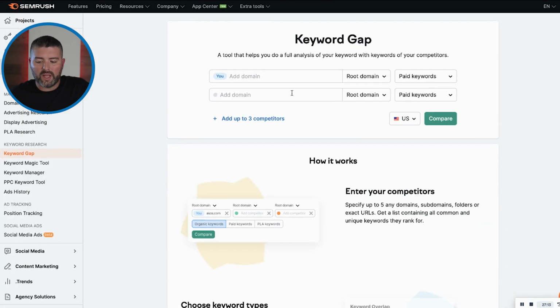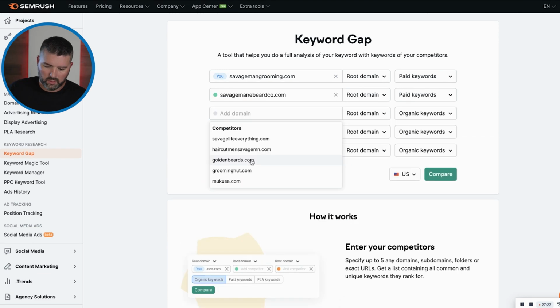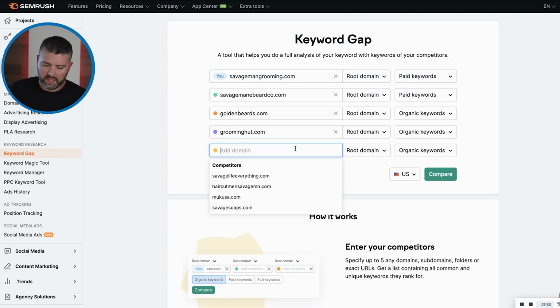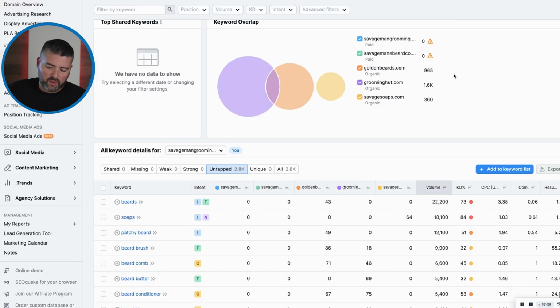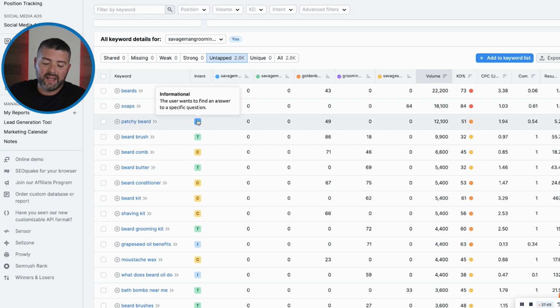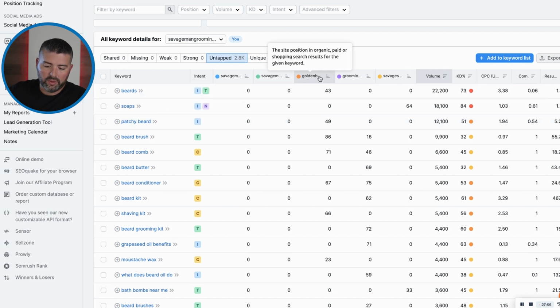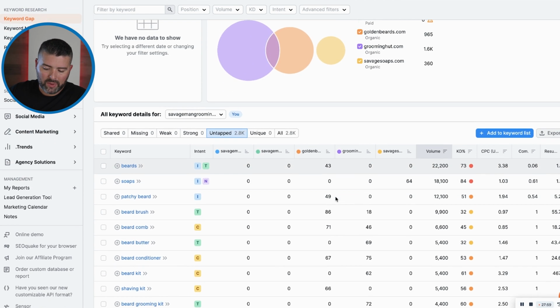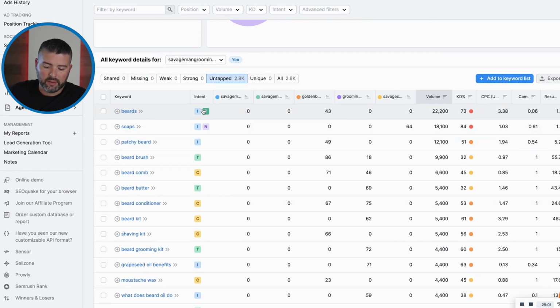Going back to SEMrush, we can go into a keyword gap. So grooming.com, Savage Man Beard Co., Golden Beards, Grooming Nut, and Savage Soaps. Because we're not running paid ads right now, what you can see is you can start to understand how these other competitors are bidding on keywords. Patchy beard, that is an informational. Someone has a patchy beard, they are looking for a solution, and Golden Beard Co., goldenbeards.com, believes that is a good term. Beards, I would not bid on that keyword ever because it is so broad.